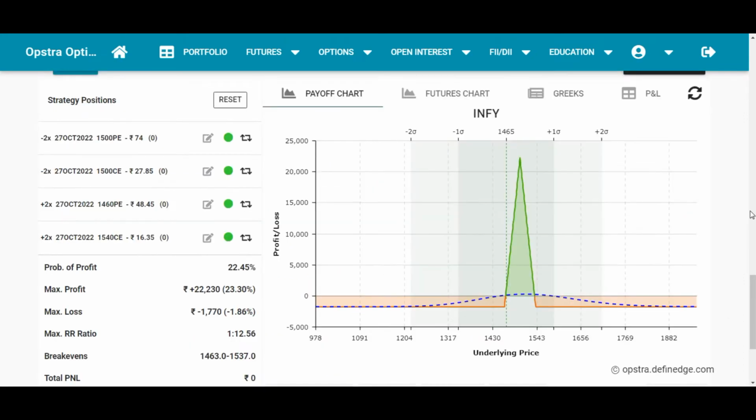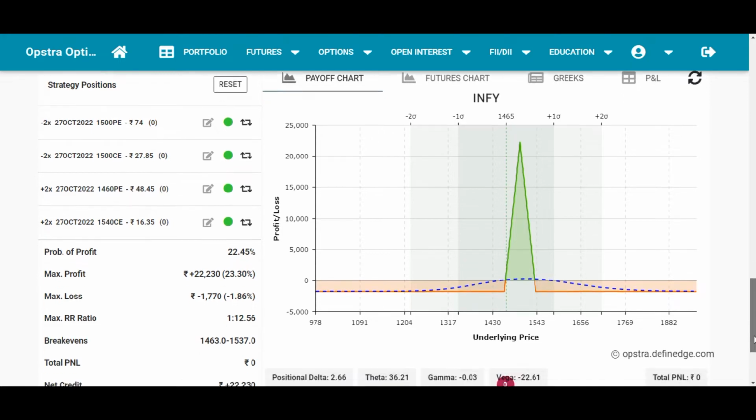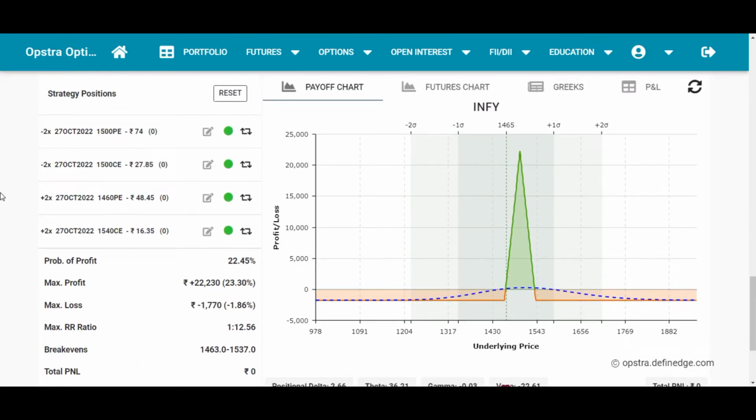So now, to implement this strategy, I have chosen two lots in this strategy. You can decide if you want to go with one lot also. You can do it with one lot. So first thing is we need to buy 1460 put and 1540 call, each of one lot or two lots. Once you have successfully bought both 1460 put and 1540 call, then you need to sell 1500 put and 1500 call.